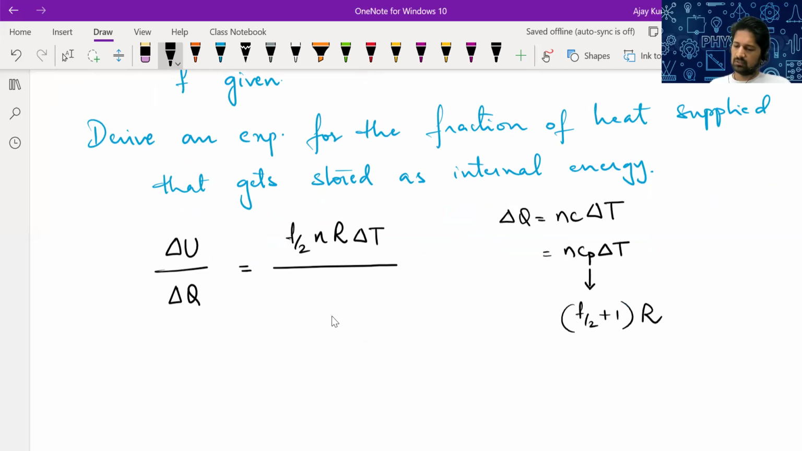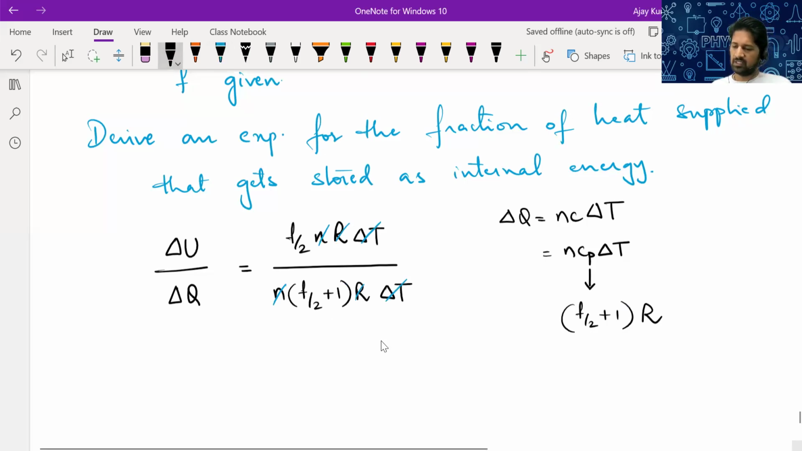Substitute that, that's all. Therefore, delta Q becomes nCP, and CP is F by 2 plus 1 multiplied with R, delta T. And now cancel whatever you can. n, R and delta T can be cancelled. And there you have the fraction.